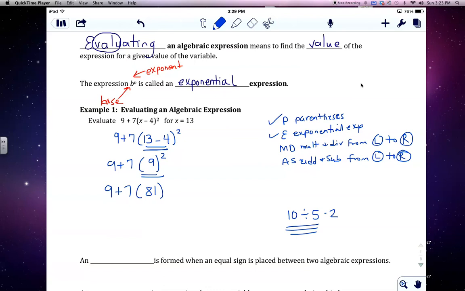So now I have to look at multiplication and division. I see addition right here, and I see multiplication right there. So again, multiplication will always come before addition. So I'm going to do 7 times 81, which gives me 567. And I have the 9 plus that. I'm going to go ahead and write that a little bit better. 9 plus 567. So my answer is going to be 576. So notice how I put a value of 13 in, and my expression now has the value of 576.